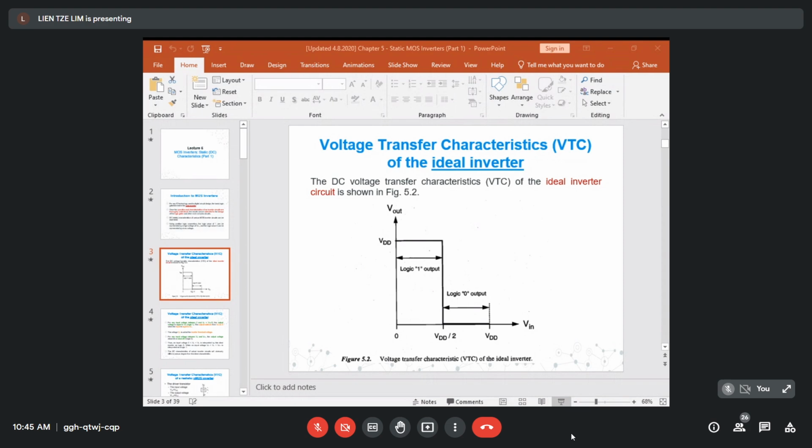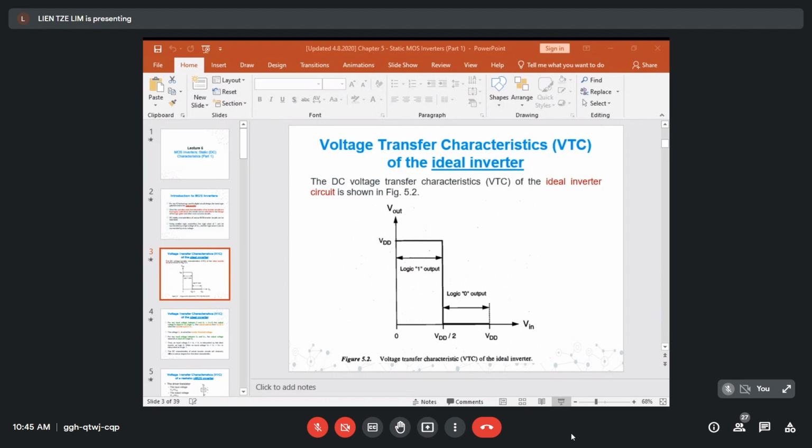So this is an inverter. All of you know the operation of an inverter. When the input voltage is high, the output voltage will be low. The input and output are inverse. So when the input voltage is high, the output voltage will be low, and otherwise.